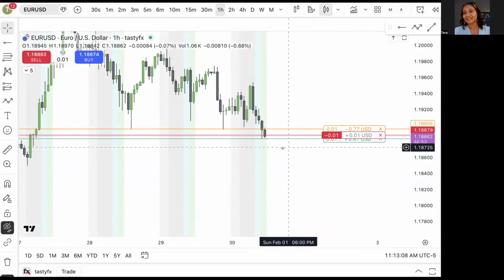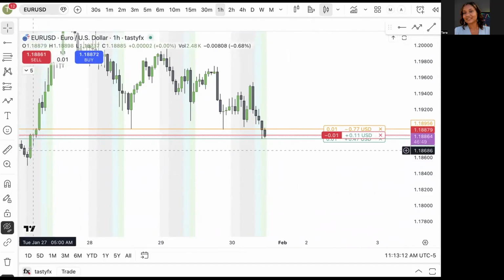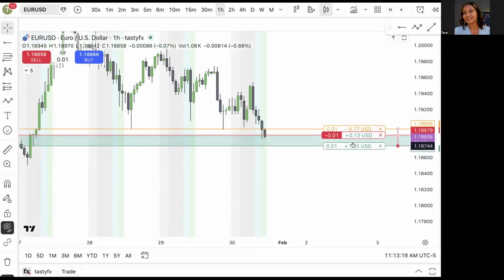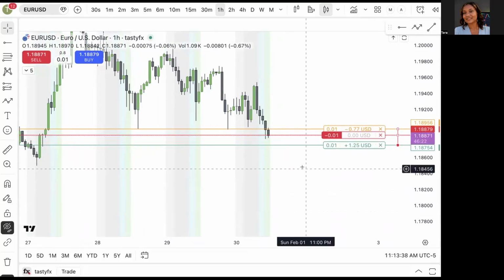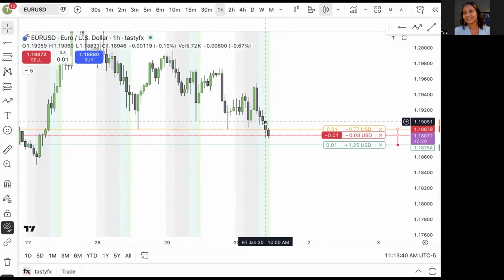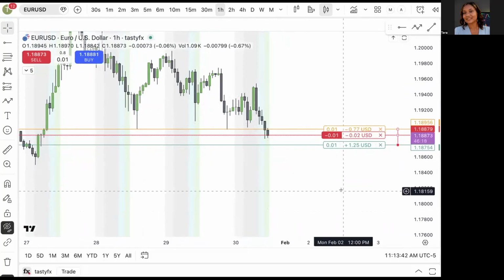And so now we can easily see that there's a nice wick here that we could shoot for. So we could actually move our take profit down here. So we're in a downtrend. We're going with the flow of price action, and we're going with a trend.